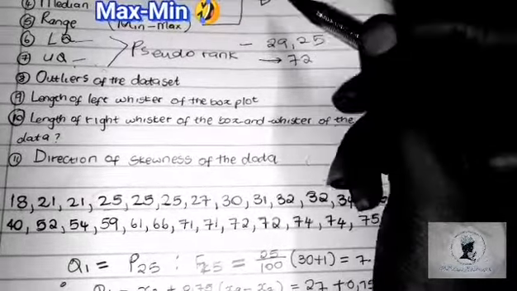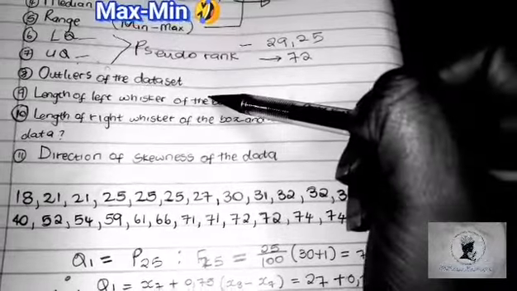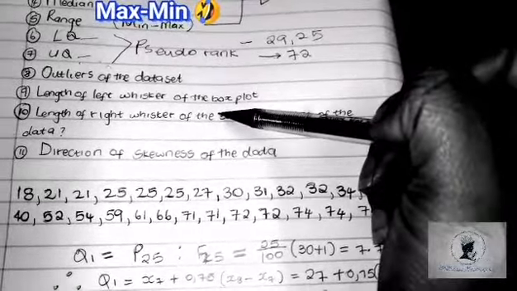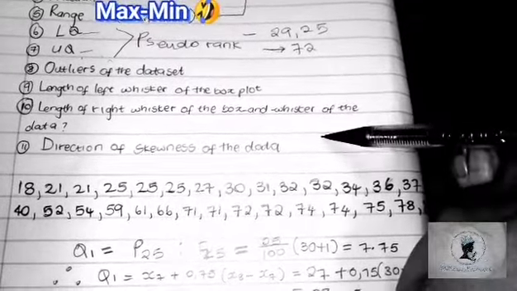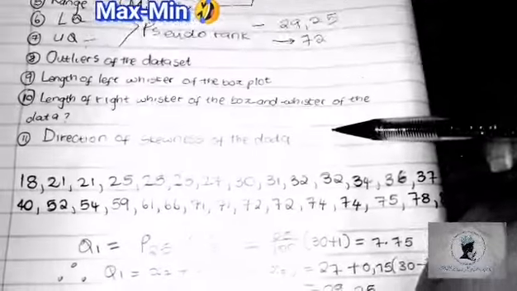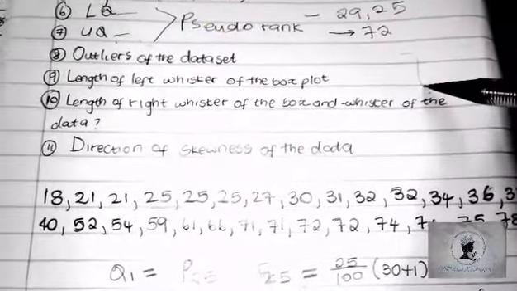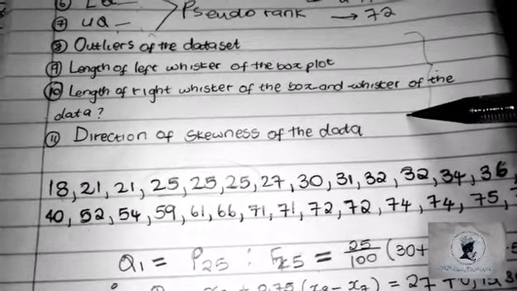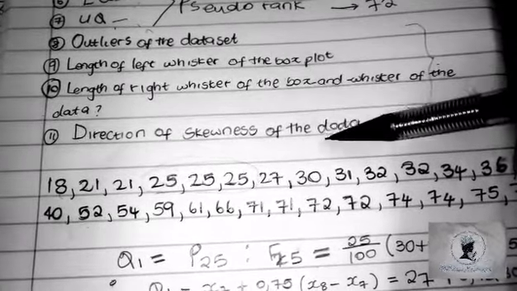You know, guys, to determine the outliers, the length of the left whisker and right whisker of the box and whisker plot of the data, and the direction of the skewness, you need to construct your box and whisker plot in order to get these answers.